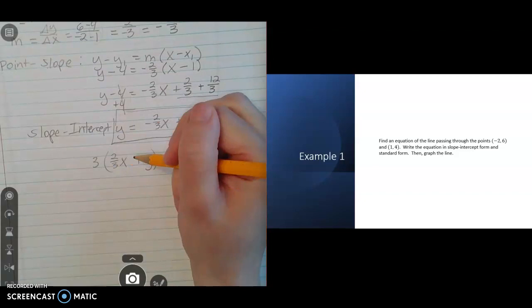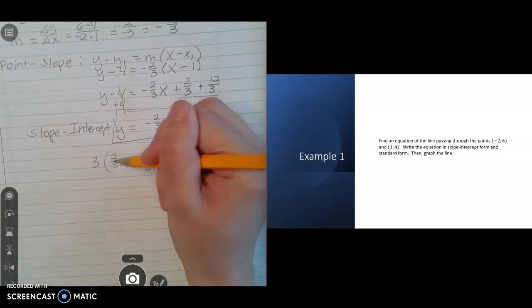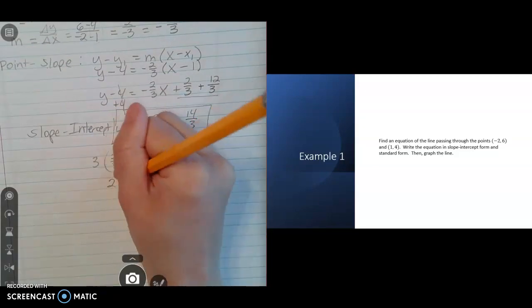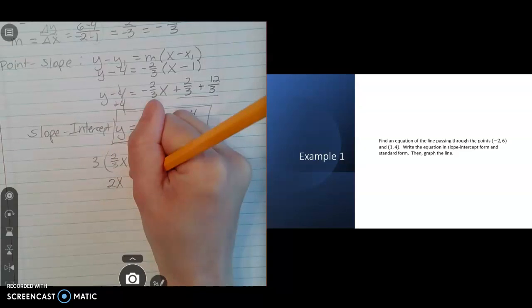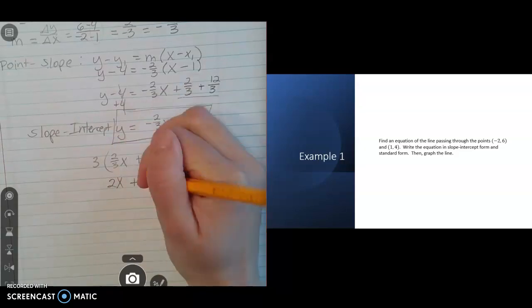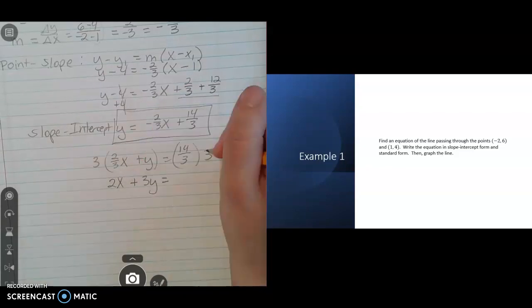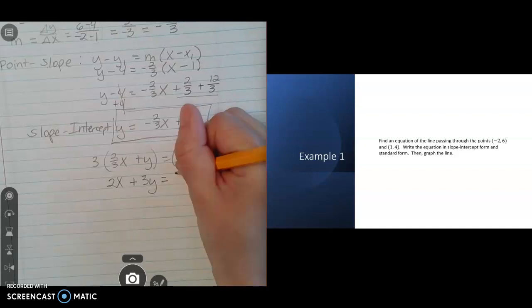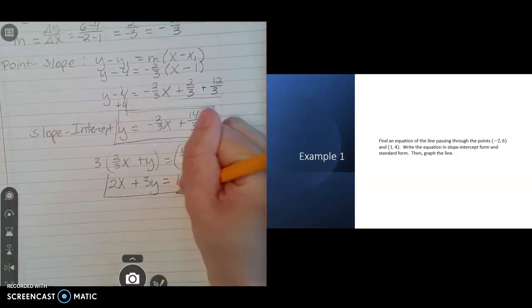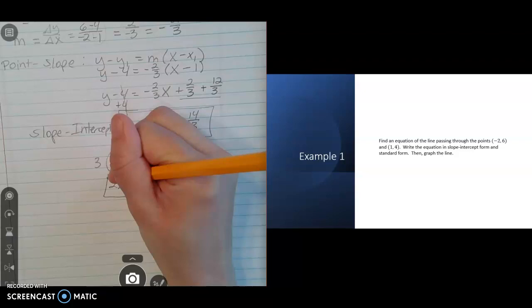If I do 3 times 2/3 x, the 3's will divide out and I'll just have a 2x. Plus, I'll also distribute the 3 to the y, so then I'll have 3y equals, on the other side, the 14/3 times 3, the 3's will divide out and you'll have 14. And that is what standard form looks like for this line.